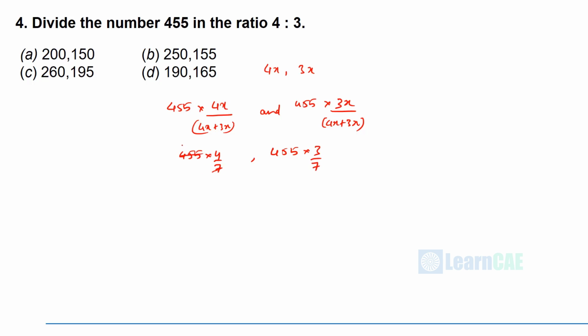So, this will be 6 7s are 42, 3 is the remainder 35, 5. Similarly, here 65. So, 65 into 4 is 4 5s are 20, 2, 6 4s are 24, 26, comma 65 into 3, 5 3s are 15, 1, 6 3s are 18, 19. So, the numbers are 260, 195. 260, 195, option C.